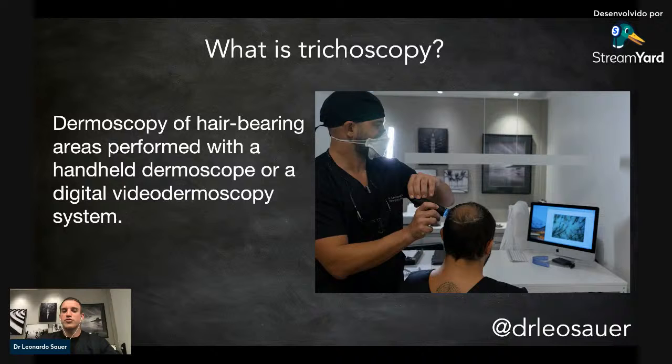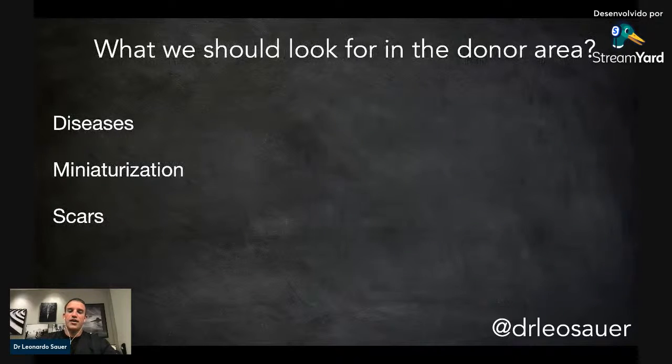Trichoscopy is the dermoscopy of the hair-bearing areas performed with a handheld dermoscope or a digital video dermoscope system. And the importance of trichoscopy in the donor area is to identify any condition that may impair or make hair transplant surgery difficult for any patient.